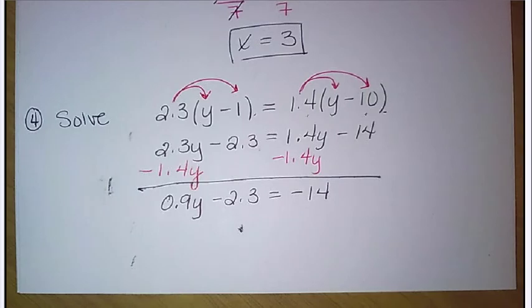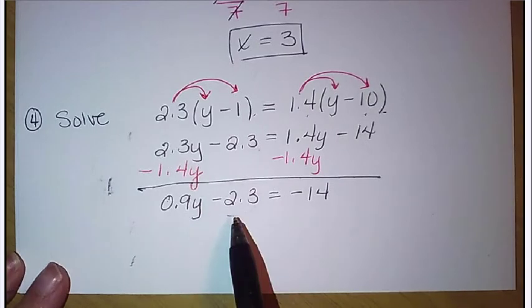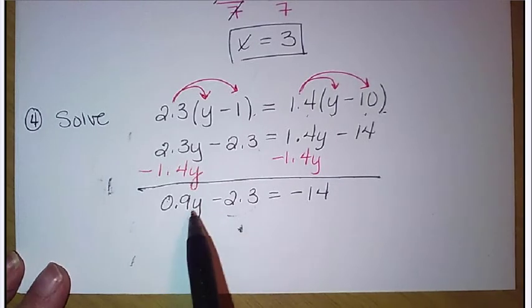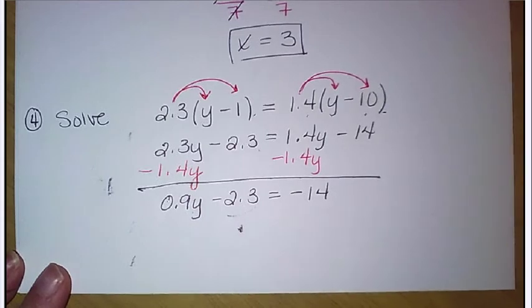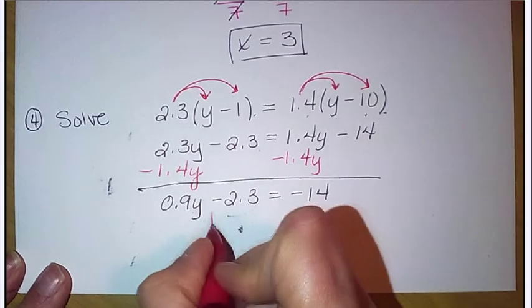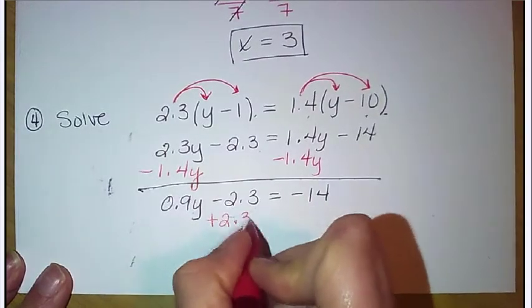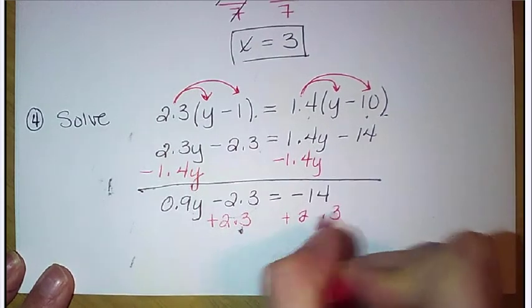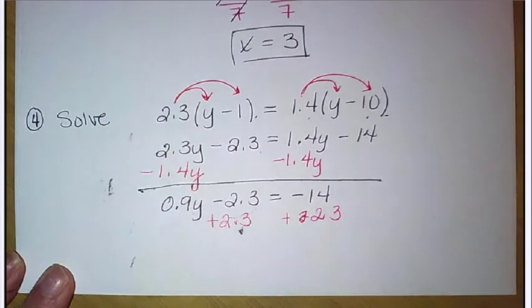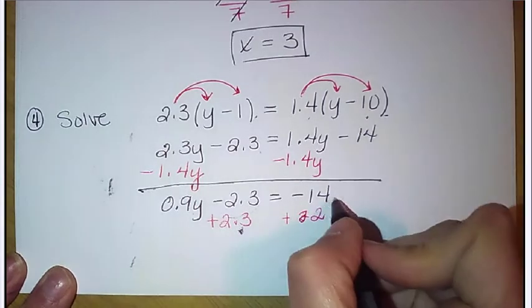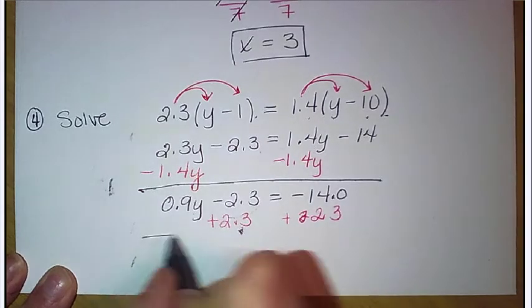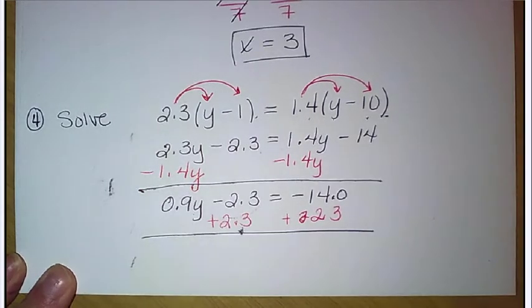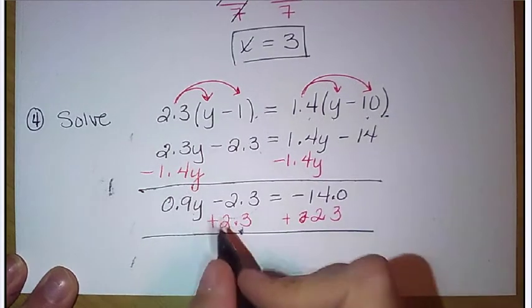So the next thing we're going to do is move our 2.3, since it's our constant on the side with our variable, over to the other side. So we're going to add that 2.3 to both sides. Oops, I kind of messed that up for a second. There we go. There's our 2.3. Remember to line up those decimal places because this is 14.0. So we want to make sure we're adding the decimals correctly, or you can do that in your calculator.